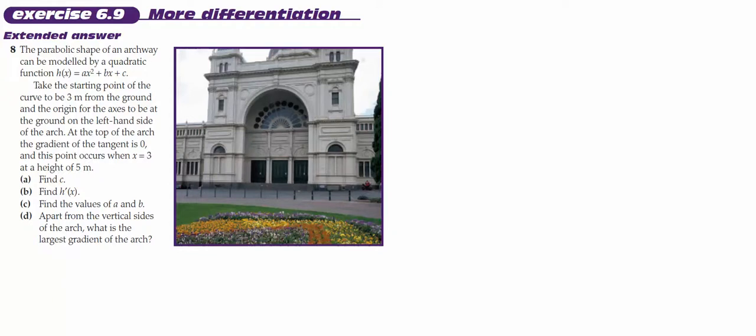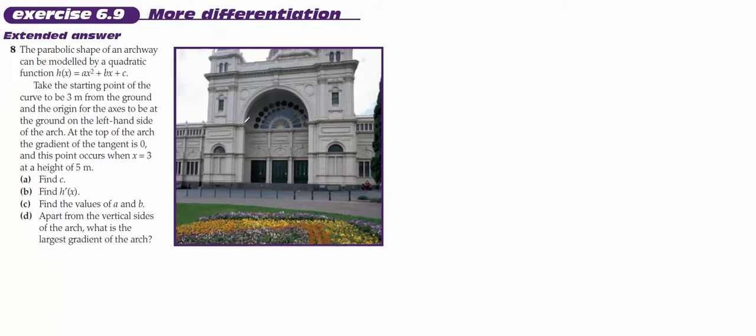This is for Year 11 Methods. It comes out of Chapter 6. It's 6.9, question number 8. The parabolic shape of an arch can be modelled by the quadratic. Take the starting point of the curve to be 3 meters from the ground and the origin of the axis to be at the ground on the left-hand side of the arch.